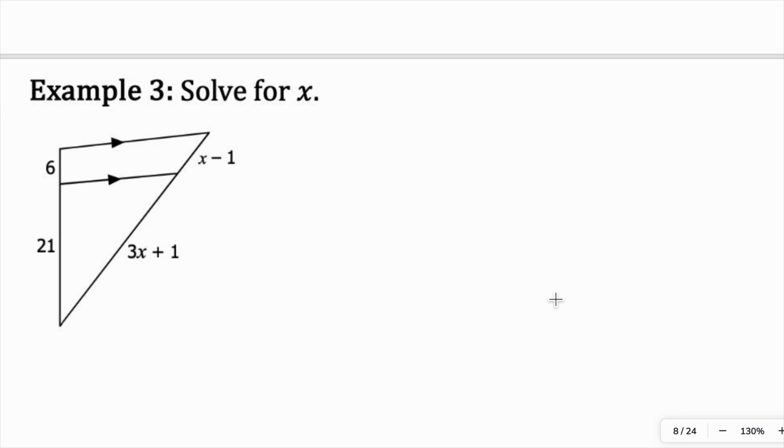Onward to example 3. Again, if you would like to pause the video here, this is a good example to try just because you'll have some distribution to do with your proportion.